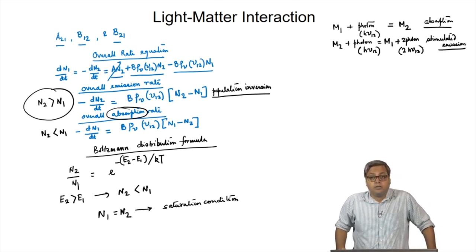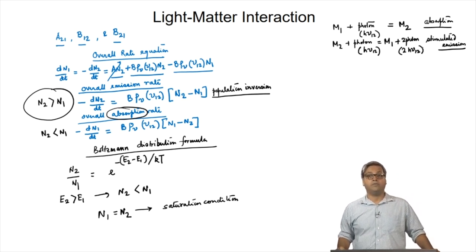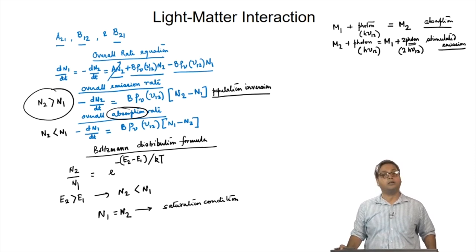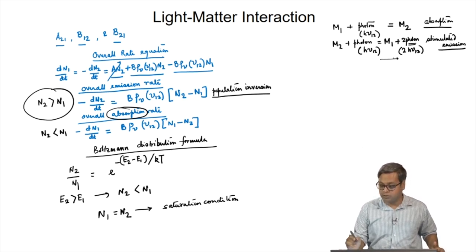In chemical parlance, this process can be thought of as an autocatalytic reaction, because the photon that is being created, or in terms of a chemical reaction, this photon is a product, this photon is catalyzing the reaction. So, this is an example of autocatalysis. Again, this process indicates that the number of photons gets increased as the process continues.